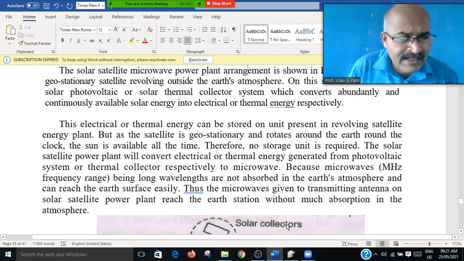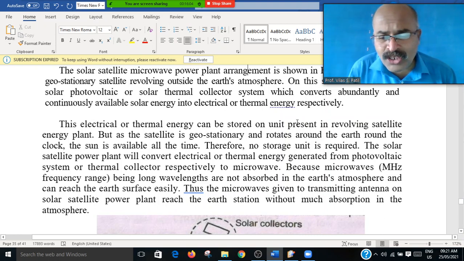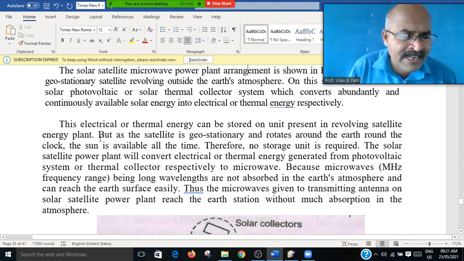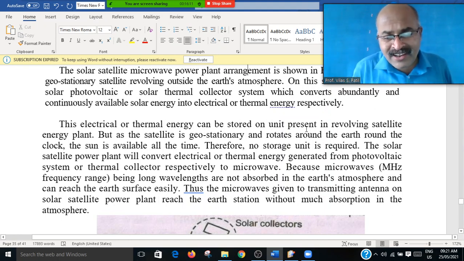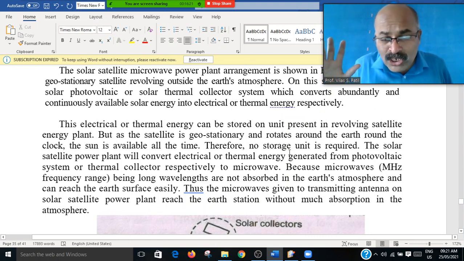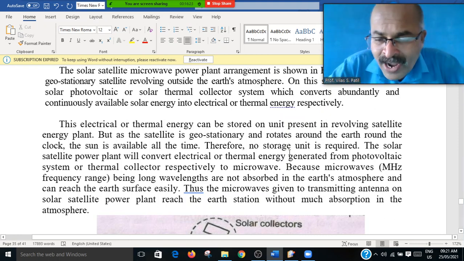The electrical and thermal energy can be stored on the unit of the present revolving satellite energy plant. But the satellite is geostationary, and it will be rotated around the earth around the clock, and the sun is available all the time, and therefore no storage unit is required.